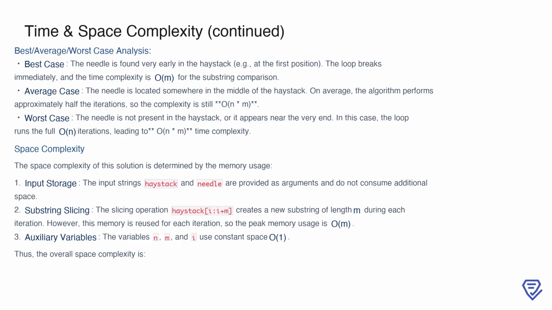Turning to space complexity, the solution is efficient. The input strings, haystack and needle, do not consume additional memory beyond their original storage. The slicing operation creates a temporary substring of length m during each iteration, but this memory is reused, so the peak memory usage remains O(m). Auxiliary variables such as n, m, and the loop index i use constant space, O(1). Therefore, the overall space complexity of this solution is O(m).